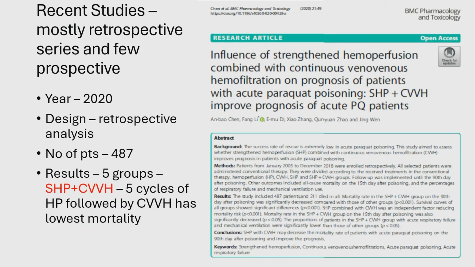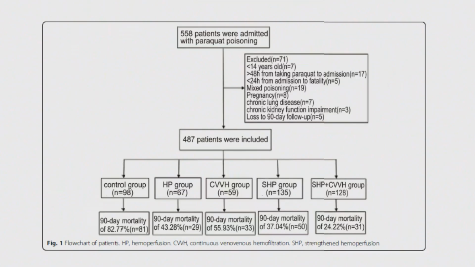So what is the evidence? Most of the evidence related to paraquat has come from countries like China and Taiwan. Most of the studies are retrospective observational studies and a few prospective observational studies. No randomized controlled trial. You can see this is a very large study, 487 patients. What did they do? They made 5 groups. One is the control group, in which they did not do hemoperfusion.